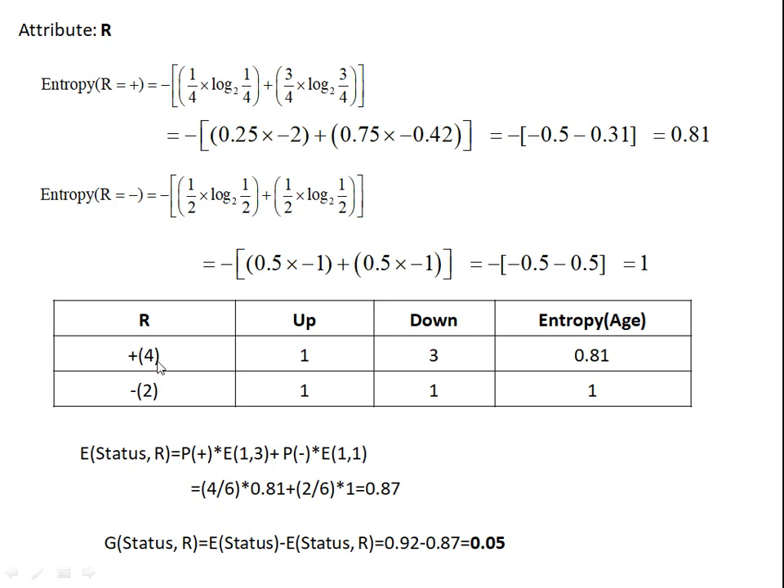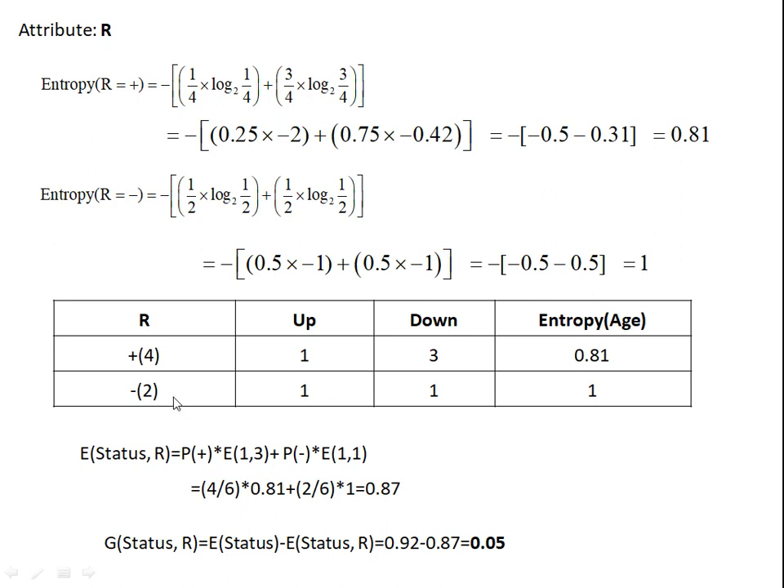Next is the attribute R. In R, 4 records belong to the plus category and 2 records belong to the minus category. 1 1 is equiprobable, so our answer is 1. For 1 3 we require to calculate, 0.81. Here 1 4 and 3 4, 1 by 2 and 1 by 2. In my first video I have explained why the answer is 1 when equiprobable, and why the answer is 0 when one of the values is 0. So when equiprobable, we require to directly write down the answer 1.